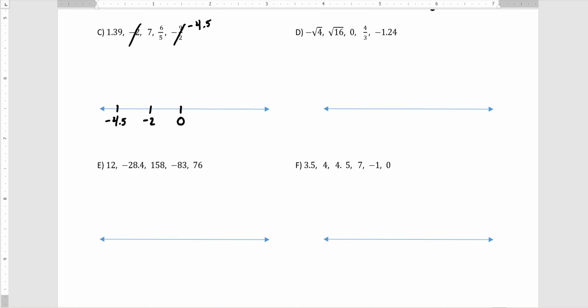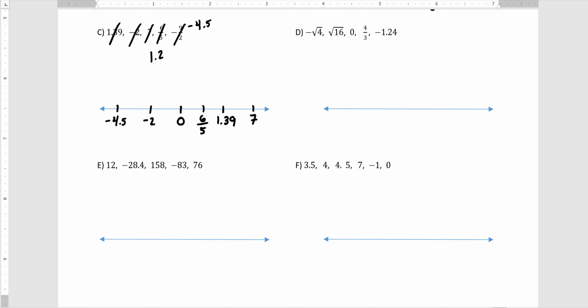Now let's look at our positive values. We got 1.39, we got 7, and we have 6/5. Now 6/5 as a decimal is 1.2, which is less than 1.39. So that 6/5 is going to be closest to 0. And then I'll have 1.39 here. And then 7 will be furthest on the right. It is indeed the most positive value we have.